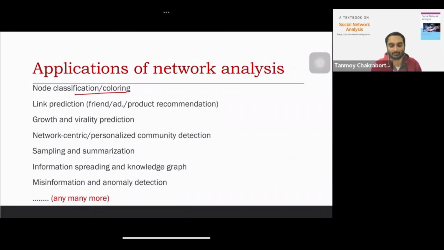For example, say there are user networks, and the task is to identify which users are fraud users, so fraud versus genuine. Now this is a node classification problem. Link prediction is a very important application in social networks. Link prediction can be used for friend recommendation, for recommending advertisements, for product recommendation in e-commerce services, and so on.